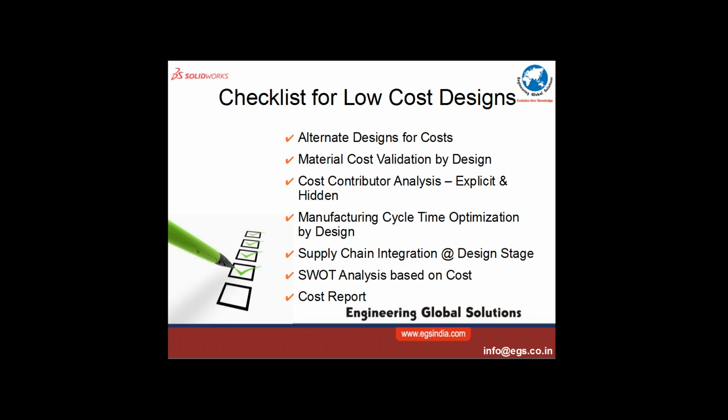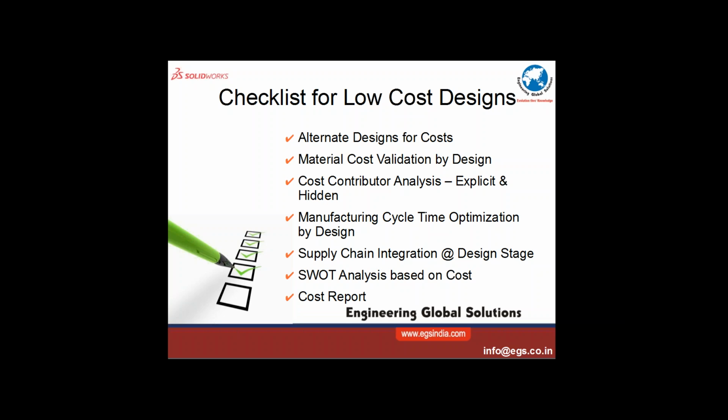Material cost validation by design is another thing that we need to do early up in the design process by doing the DFC analysis. Subsequently, do a cost contributor analysis, both explicit and hidden, and try and reduce, if not eliminate, these cost contributors, especially the significant ones. The manufacturing cycle time optimization by design, as we had shown earlier, would help manufacturing teams come up with better manufacturing processes so that their overall cycle time can be reduced and they can concentrate on consistent quality.